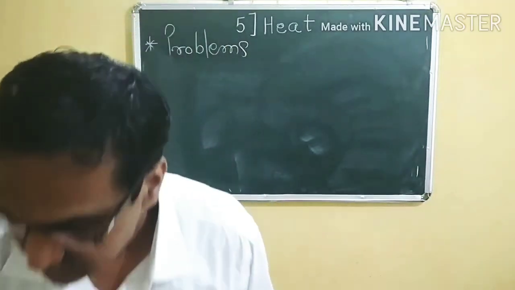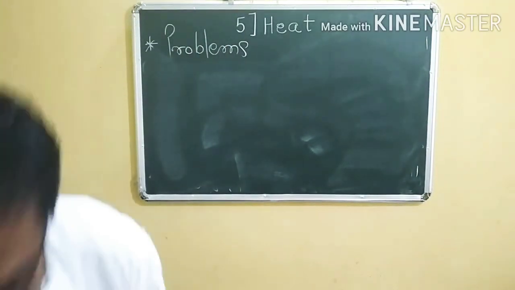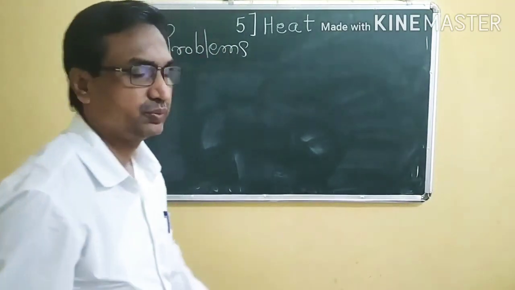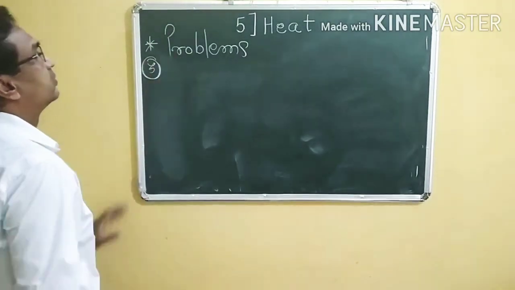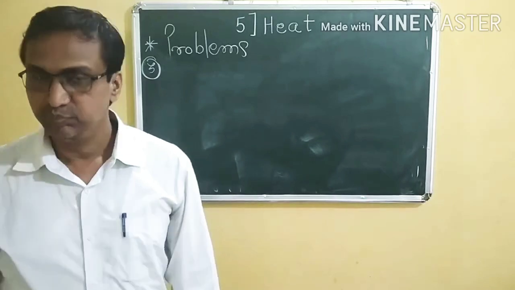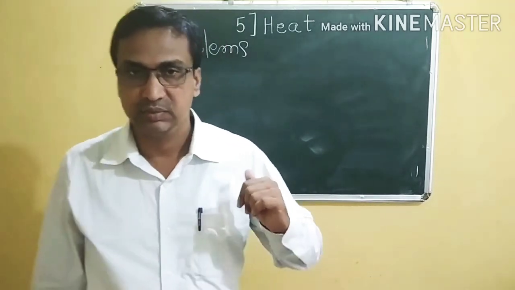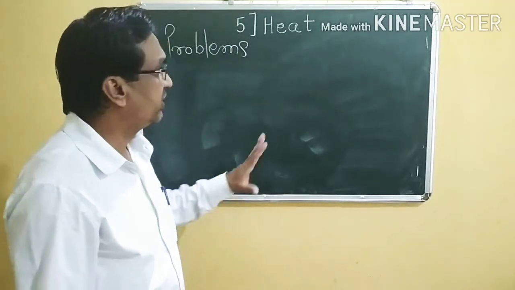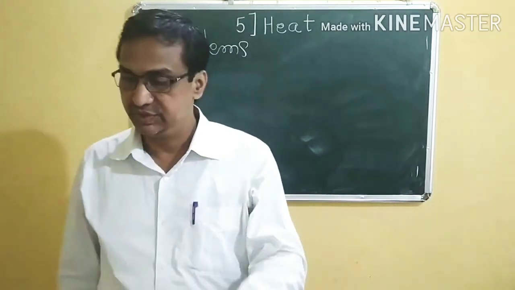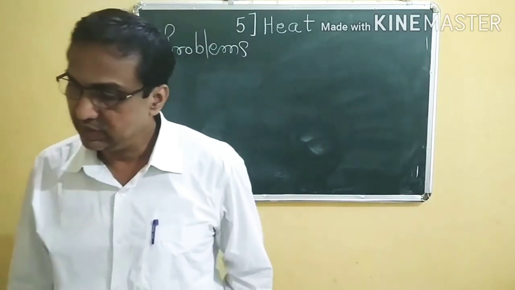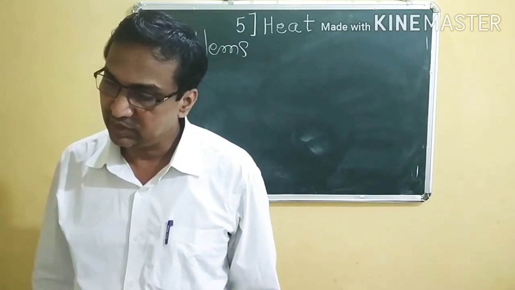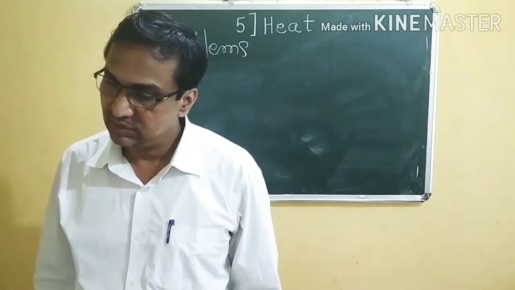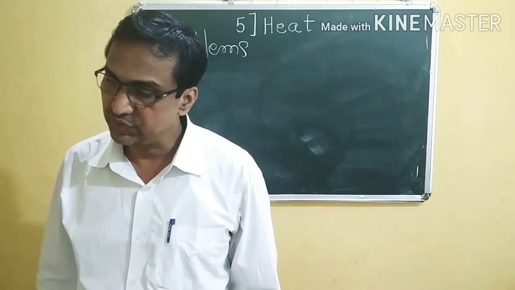This I will solve, the third one also, and the fourth one you have to do for homework. Third example: before writing the given data, I will read it first. A thermally isolated pot has 150 gram of ice at a temperature of 0 degrees Celsius.